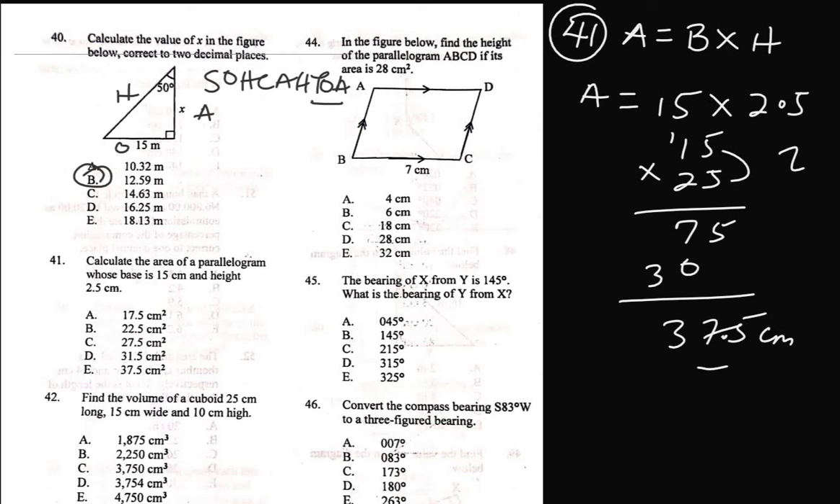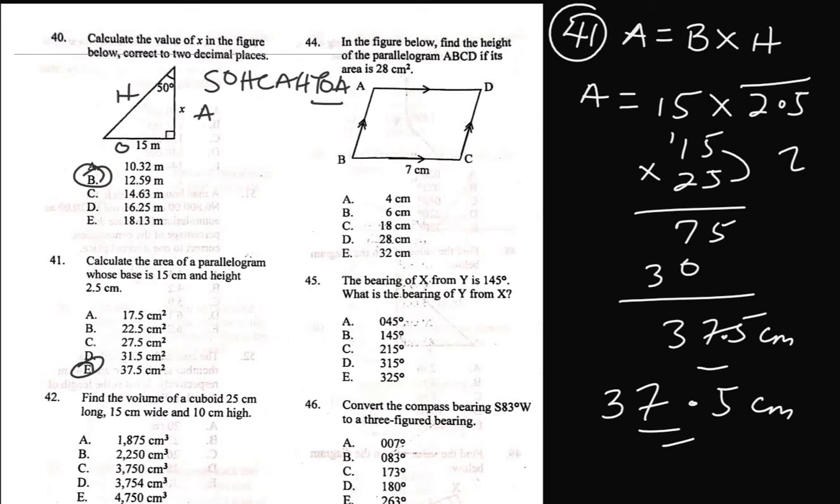One decimal point. The one decimal is from 2.5. Final answer will be 37.5 centimeters. Let's go to the options in the question. The right answer, 37.5, is E.